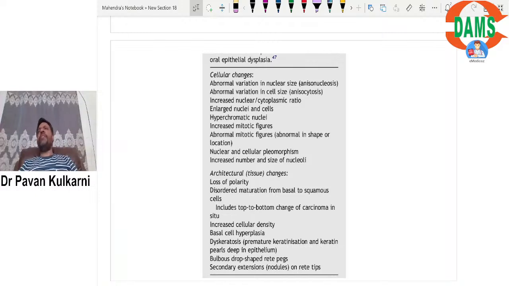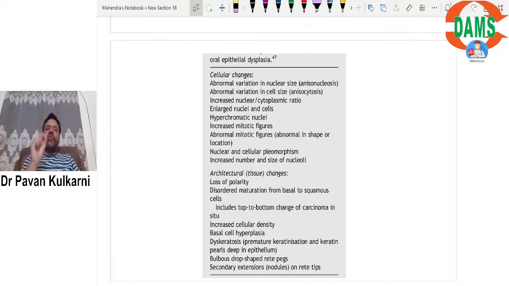Pleomorphism. All these we have discussed in the class. So we should be aware of what are the cellular changes and what are the architectural changes. Architectural changes mean there will be loss of polarity, increased basal cell hyperplasia, dyskeratosis, and bulbous rete pegs. All this list we have already discussed, but this can be a potential MCQ.